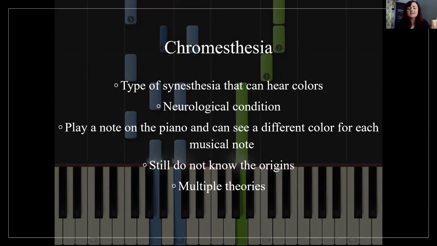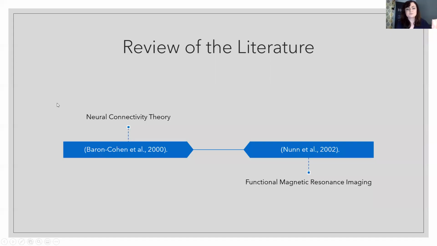Chromesthesia is a type of synesthesia that can hear colors. It's also a neurological condition. An example of chromesthesia would be playing a note on the piano and being able to see a different color for each musical note. This is represented by the picture on this slide. We still don't know the origins of chromesthesia, but there are multiple theories.